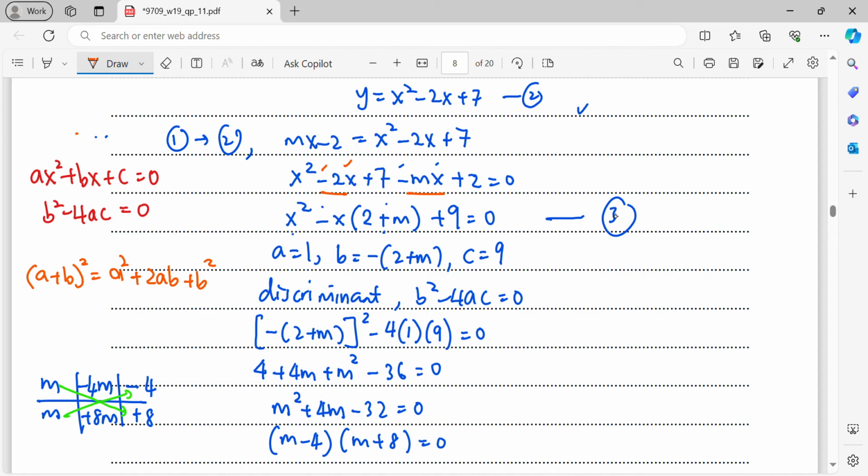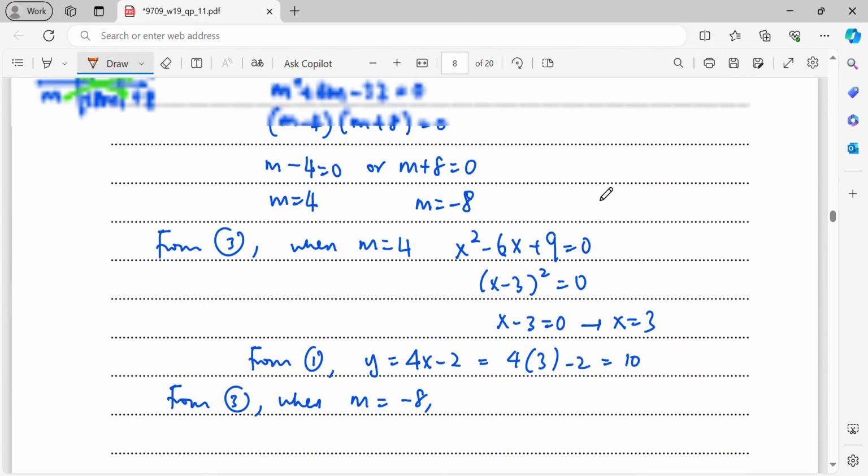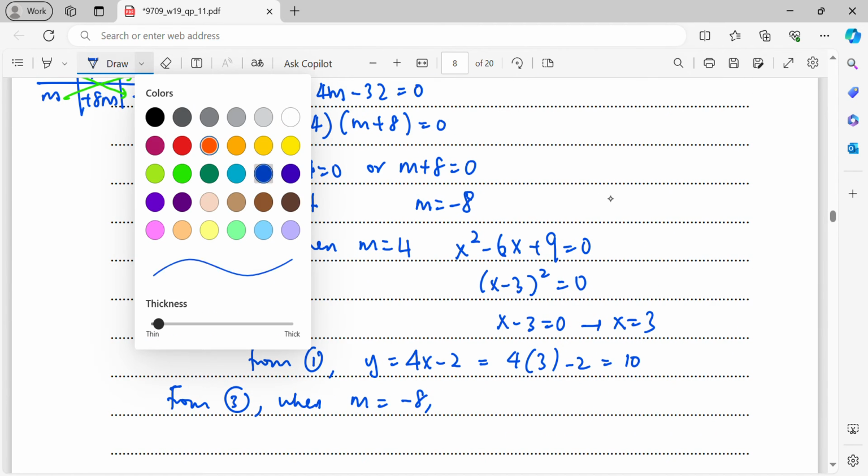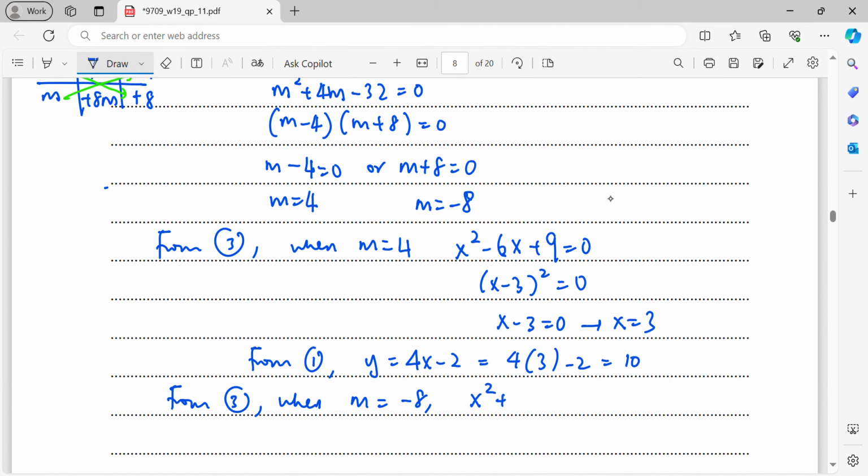Alright, so now you substitute into here. M is minus 8. Minus 8 plus 2, it will be minus 6. Minus 6 together with the minus outside, it becomes plus 6. Right, so I will get x squared plus 6x plus 9. And this can be factorized into x plus 3 squared. Therefore, x equals minus 3.